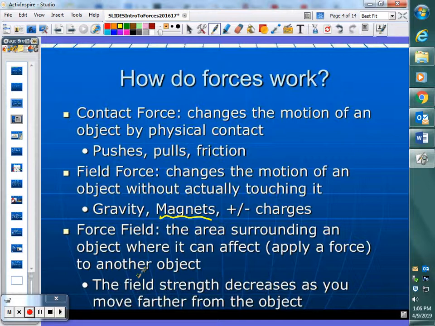So, one thing we've noticed, though, is that the strength of any field decreases as we move farther from that object. So the field decreases as the distance increases. What kind of relationship are we talking about there? If one is decreasing, and the other one is increasing.